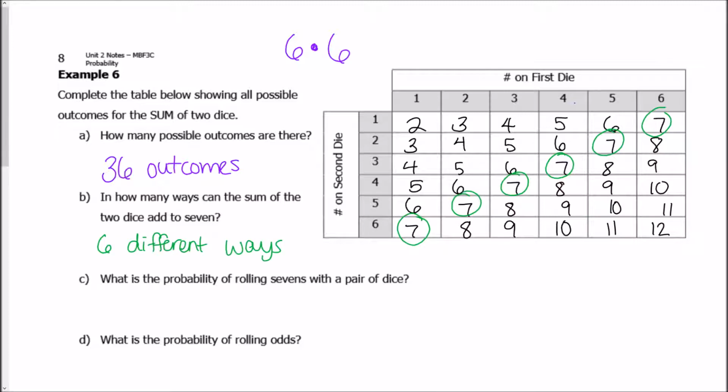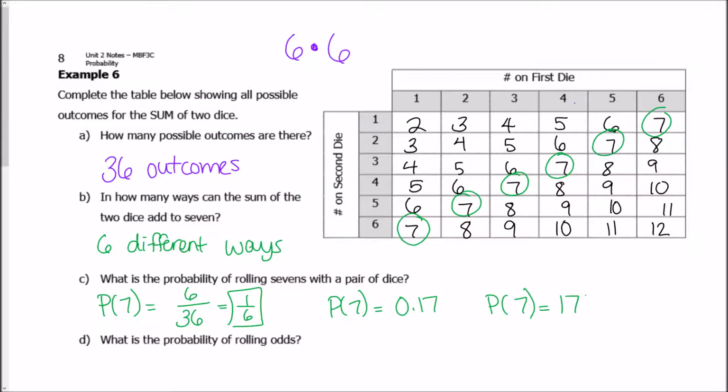Okay, so part C says, what's the probability of rolling 7s with a pair of dice? So we'll say the probability of 7, we want the total number of successful outcomes, which is 6, out of the total number of possible outcomes, which is 36. So it's exactly like rolling doubles in the last example that we did here. So when we reduce that, we get 1/6. So the probability of the 7 as a decimal is 0.17, and the probability of getting 7 as a percent is 17%. And if you notice, 7 is the one number that will most likely occur more than any other number possibility that we have here.